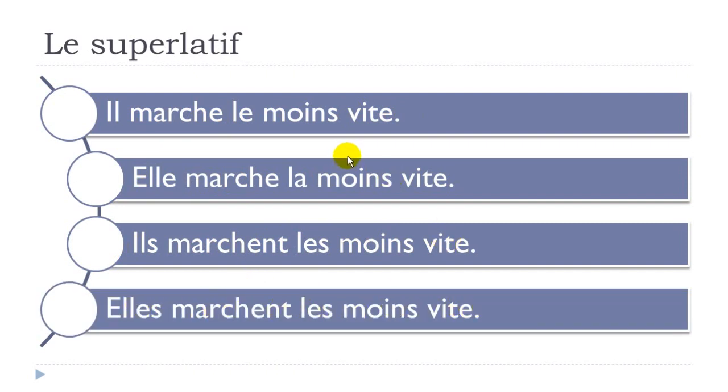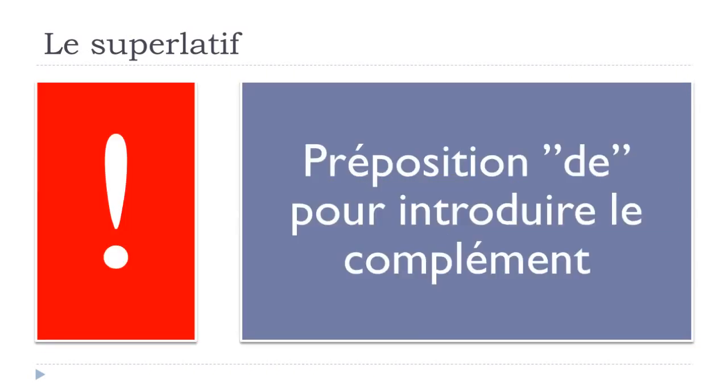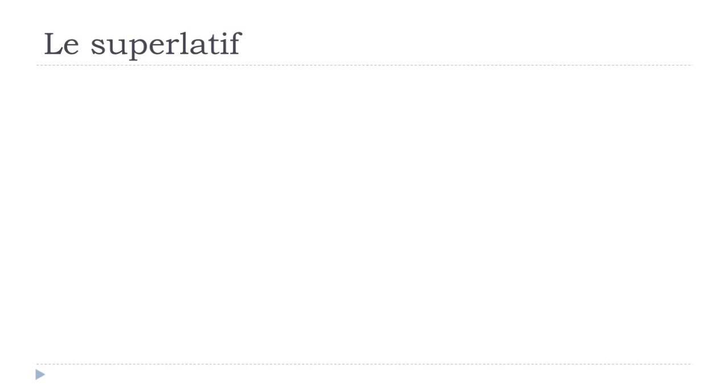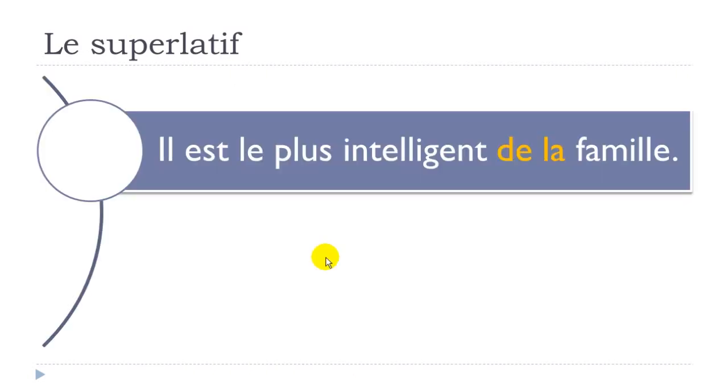All right, so exactly the same thing. Le for the masculine singular, la for the feminine singular, and then you've got les for the plural form. Moins, moins, moins, moins, and your adverb, and it doesn't change whether it's masculine, feminine, or plural. Okay? Keep in mind that if you want to construct this superlative, and then after that you want to introduce what we call un complément, you will have to put de. So, the example here, il est le plus intelligent de la famille, of the family.